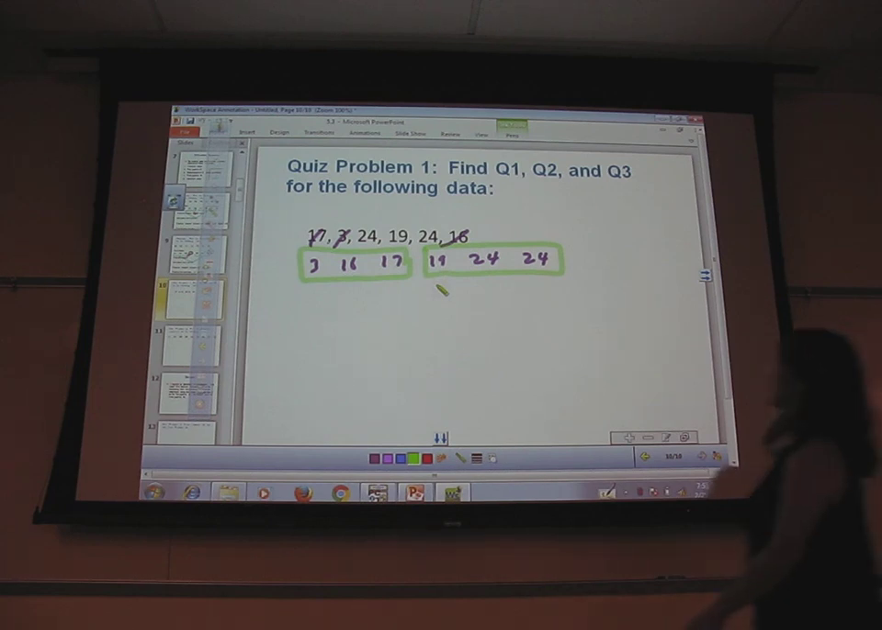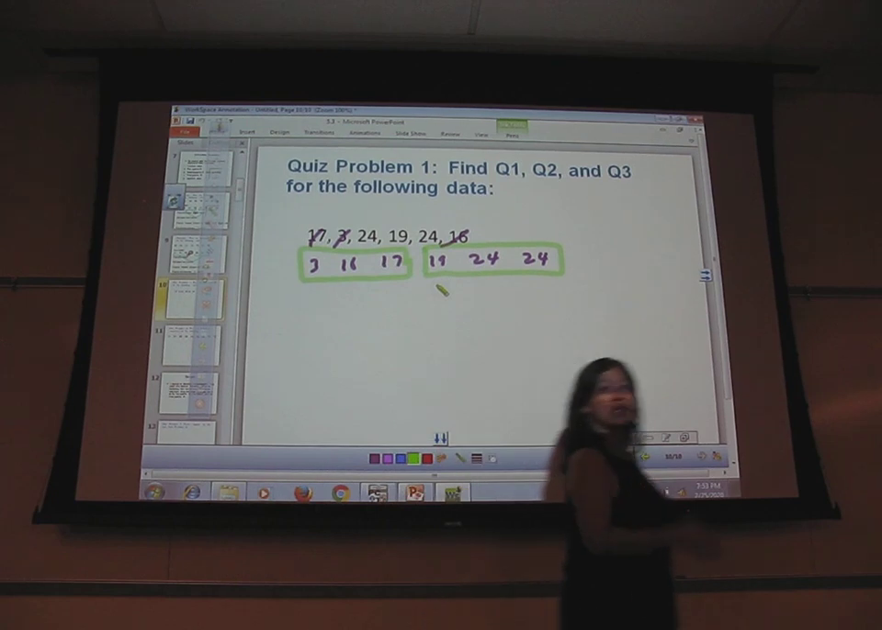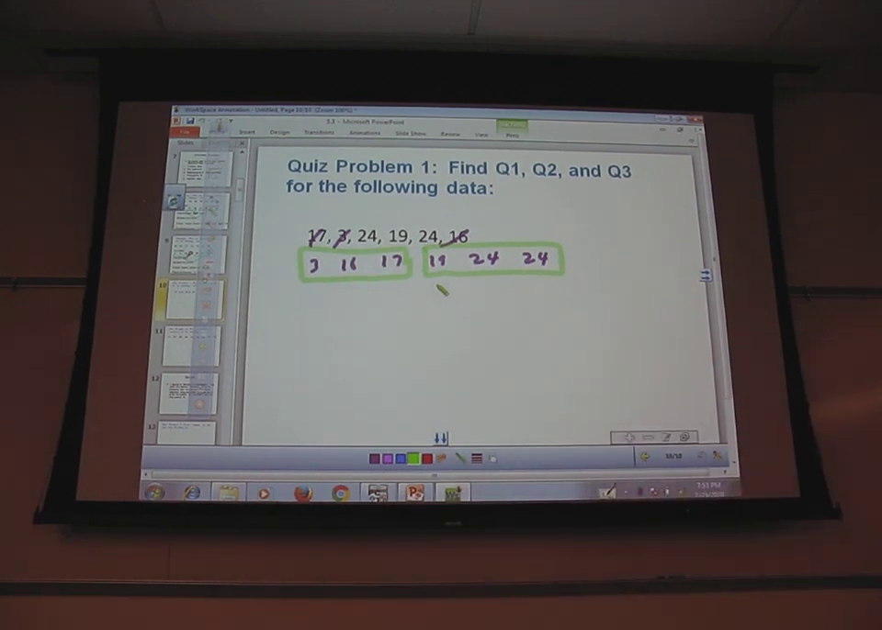Right? Now I need to find the median of the lower half. There's just one number. It's easy. Right? There's only one in the middle, the very middle. Yep. So this is my Q1, and this is my Q3. Now, Q2 is a little bit harder, my median, because these two are tied for the middle, so I have to average them, and then that's my Q2. Great. Everybody all right with that part?